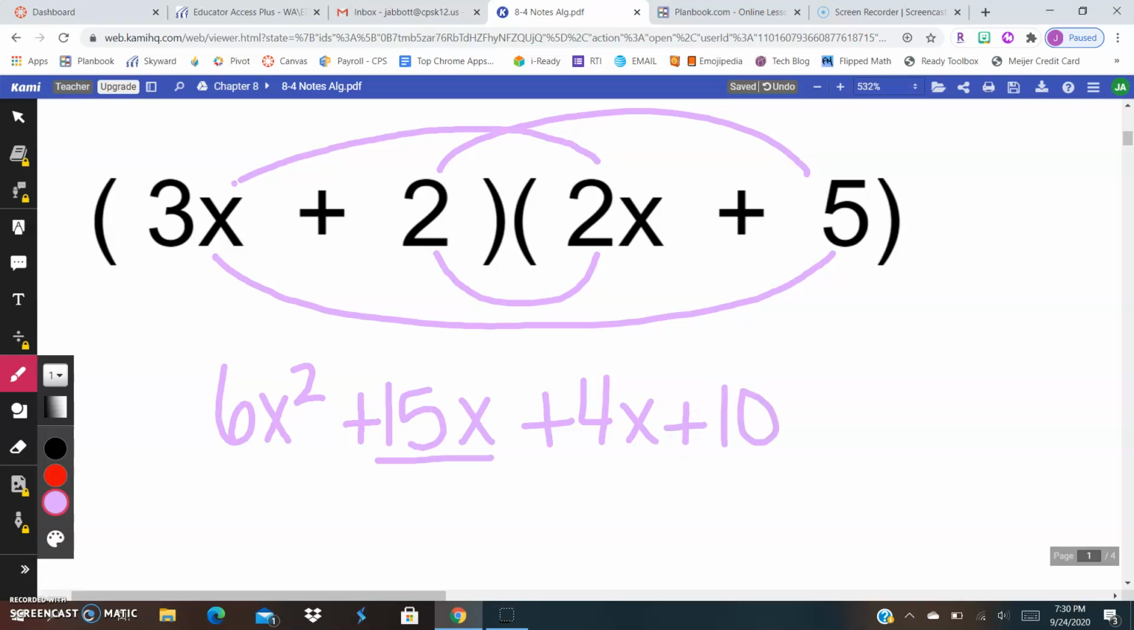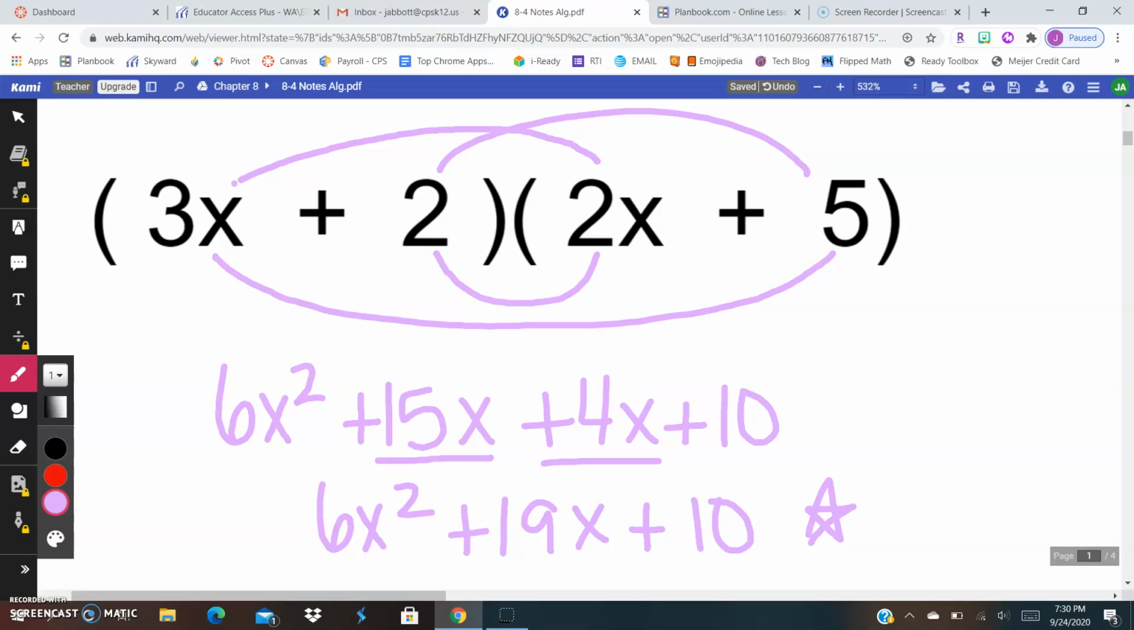Now combine like terms. The 15x and the 4x in the middle would get combined to make 19x. And there we have our trinomial, our ax squared plus bx plus c form. So today you are going to be given a problem that looks like this, and you are going to have to find the answer by factoring that looks like that.